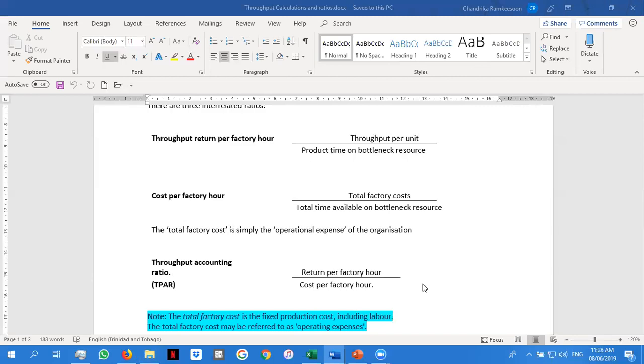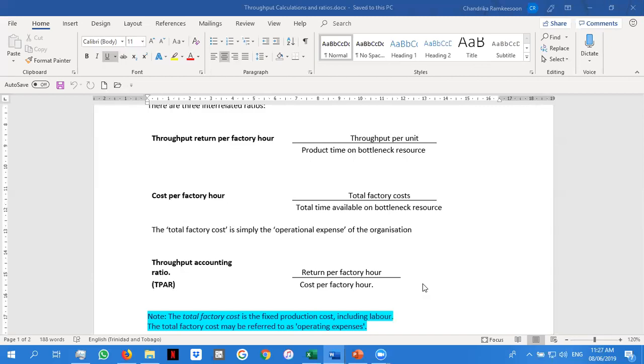Now think about this for a minute. Let's assume that the throughput per unit, sales less material cost, is $20, and the time spent on the bottleneck resource is 4 hours. 20 divided by 4 is 5. On the other hand, if it's 5 hours, 20 divided by 5 is 4. If it's 10 hours, 20 divided by 10 is 2. So the throughput per factory hour is the throughput per unit contribution divided by the time spent on the bottleneck resource. Now we'll see where this is headed in a couple of minutes.